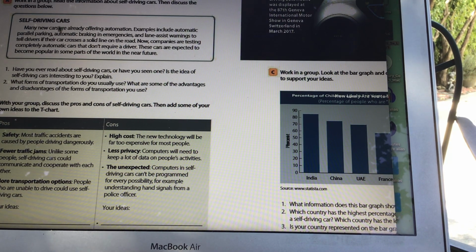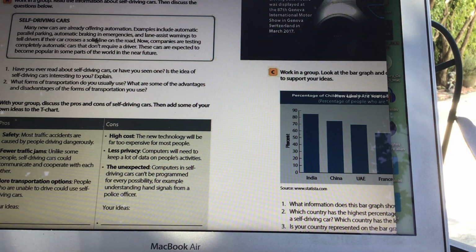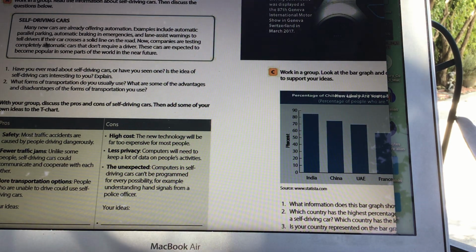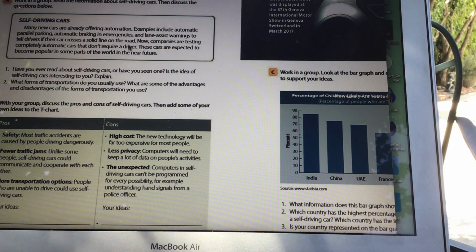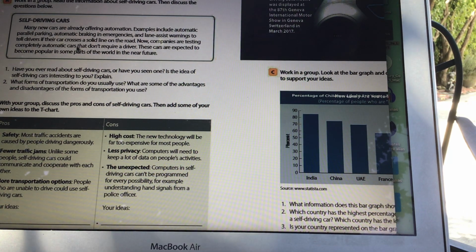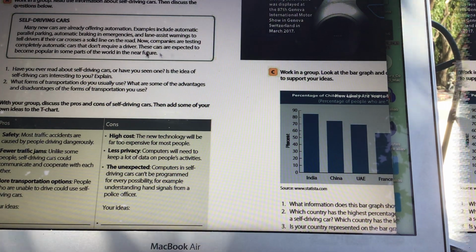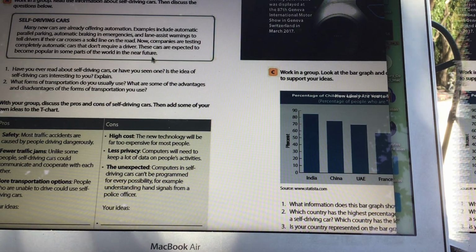Self-driving cars. Many new cars are already offering automation. Examples include automatic parallel parking, automatic braking in emergencies, and lane assist warnings to tell drivers if their car crosses a solid line on the road. Now, companies are testing completely automatic cars that don't require a driver. These cars are expected to become popular in some parts of the world in the near future.